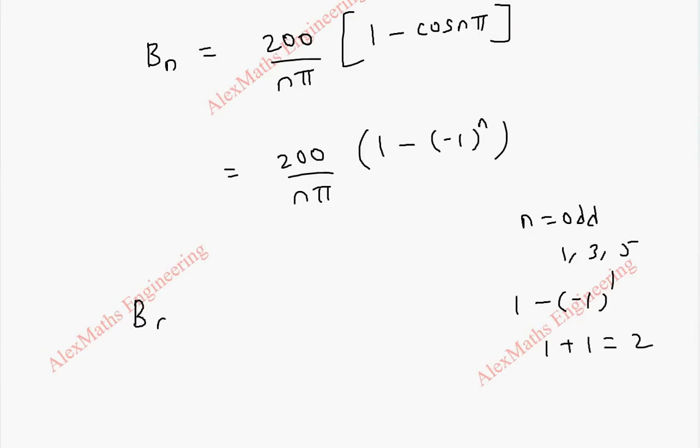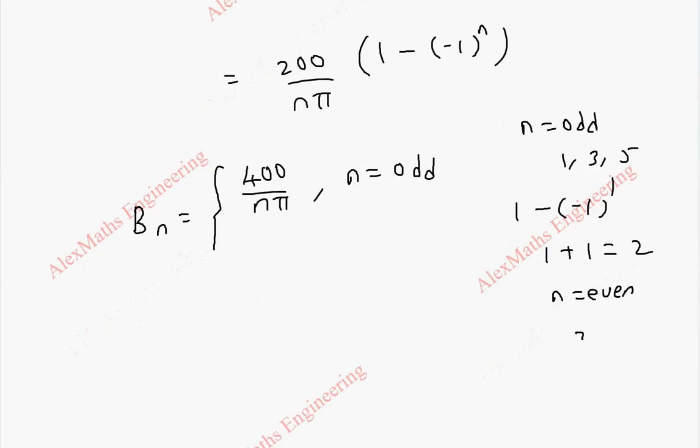So the value of bn is, when I put 2 here, already this is 200, so 400 by n pi, when n is odd. And suppose n is even, like 2, 4, 6, then 1 minus of minus 1 whole power 2 will become 1 minus of plus 1, it will become 0. So it is 0 when n is even. And already we gave a substitution.